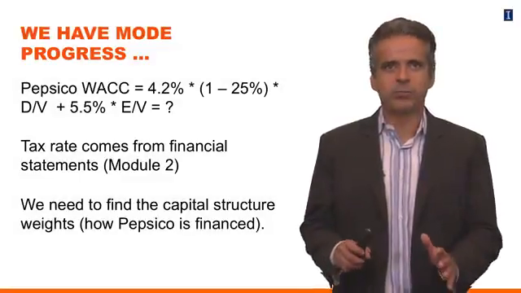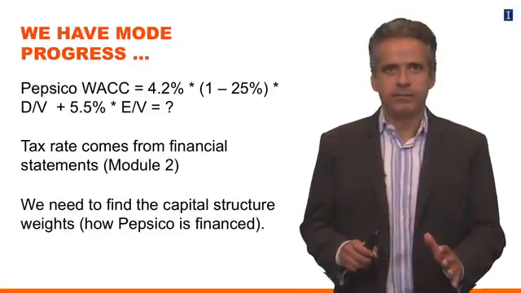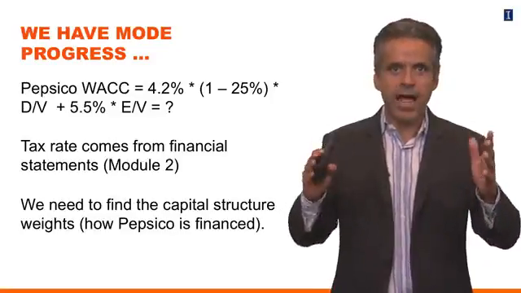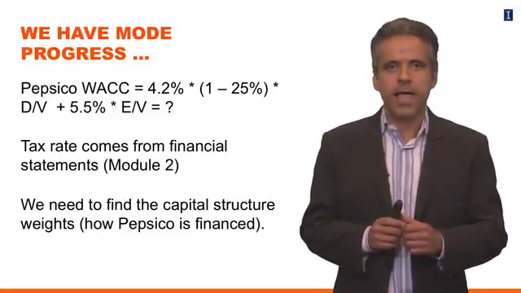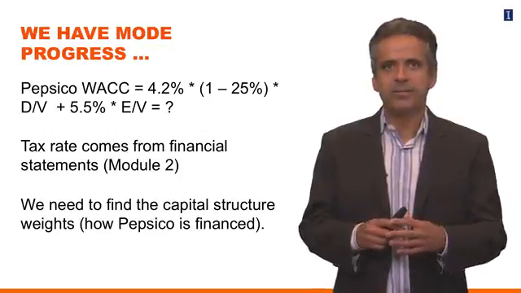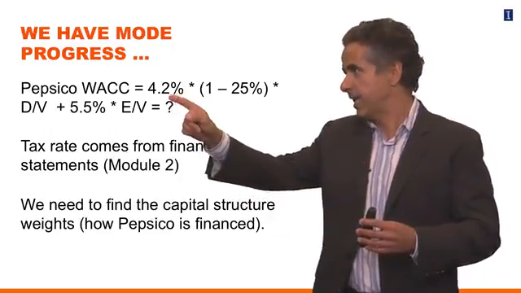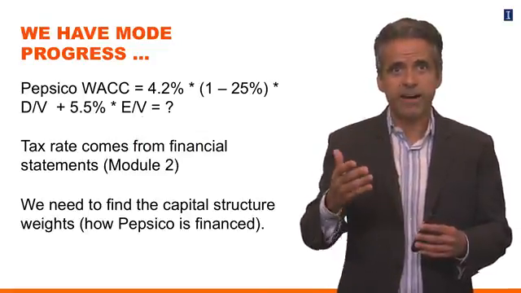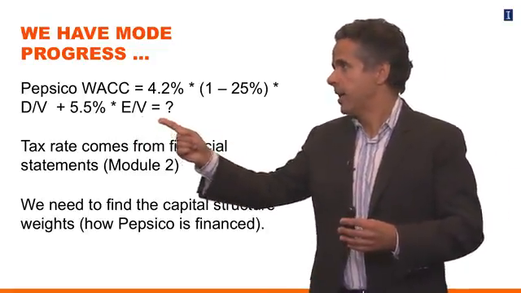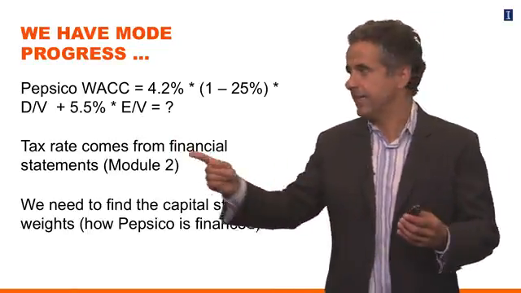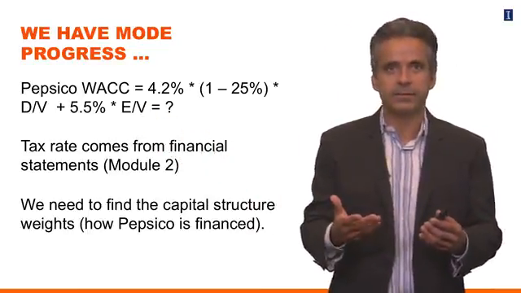We have made a lot of progress so far. I gave you the weighted average cost of capital formula, or the WACC for short, and we have estimated almost all the numbers that we need: the required return on debt, 4.2, and the required return on equity, 5.5. But there is one more set of numbers that we need, which is the ratios that tell you how the company is financed.